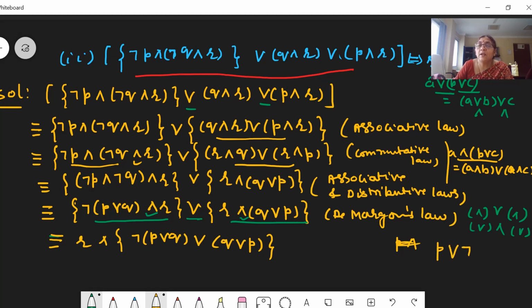This is just like P disjunction of negation of P, which is nothing but tautology. Just a few minutes before I told, A intersection of A complement is empty, A union of A complement is nothing but universal. Universal is nothing but our tautology. Phi is nothing but our contradiction. That's all. Now, from which law? This is distributive law.